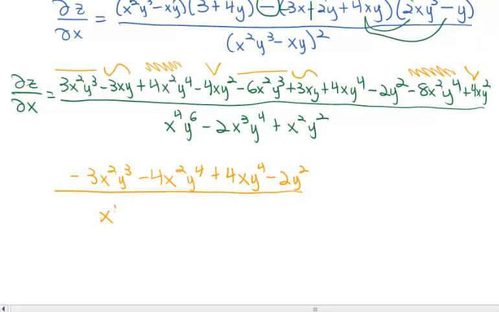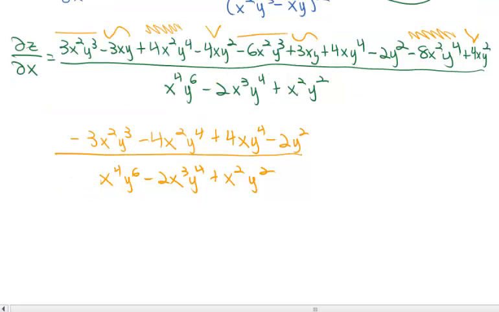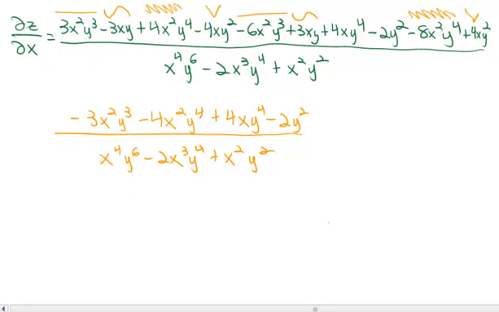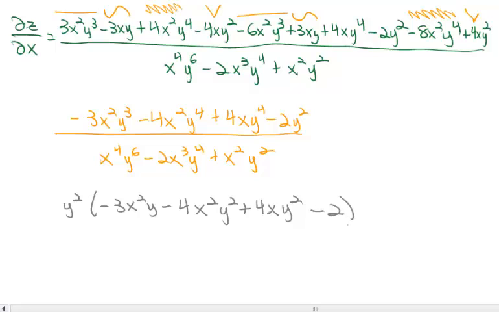All over x to the 4th y to the 6th minus 2x cubed y to the 4th plus x squared y squared. I do notice we've got some GCFs we can take out. That's going to help us simplify. I do notice we have a GCF of y squared in the top. So we'll pull that out. It gives us negative 3x squared y minus 4x squared y squared plus 4xy squared minus 2.